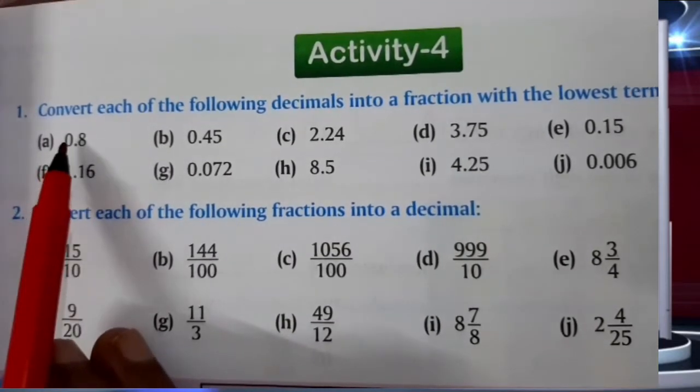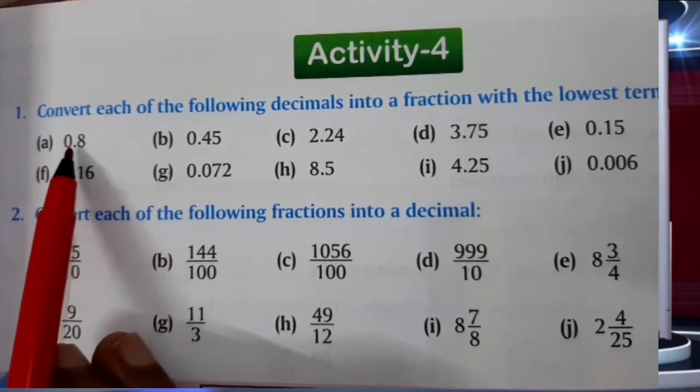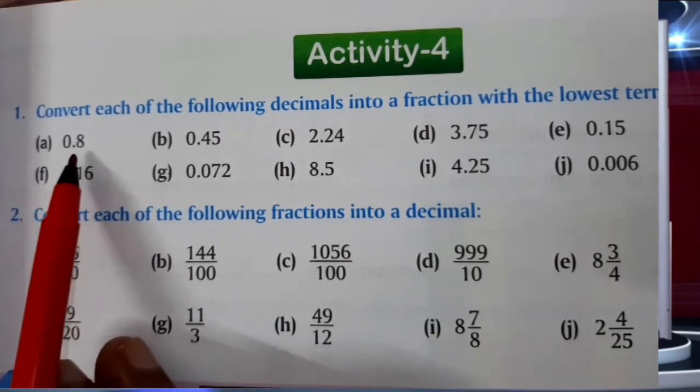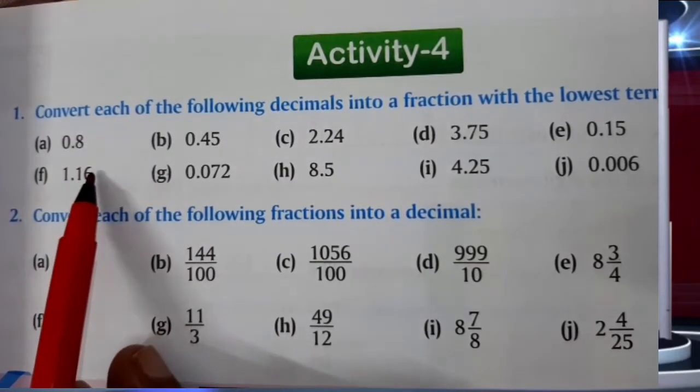Here for this, first of all, you have to count the number of decimal places. Like you have to count the number of digits after the decimal. Here you can just see only one digit is there after decimal. So you will divide 8 by 10. So now the fraction will become 8 by 10.